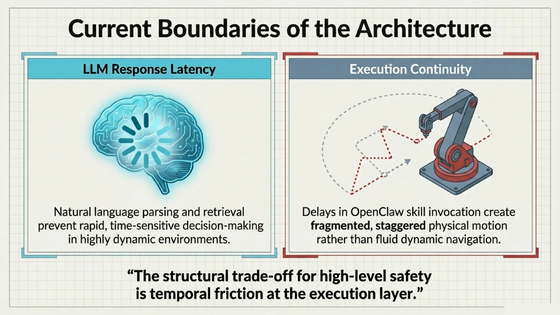So, to be transparent about the current boundaries of the architecture, we are fighting two things. First, LLM response latency prevents ultra-rapid, time-sensitive decision-making in highly dynamic environments. Second, delays in skill invocation create fragmented, staggered physical motion rather than perfectly fluid navigation. To quote the blueprint directly, the structural trade-off for high-level safety is temporal friction at the execution layer.